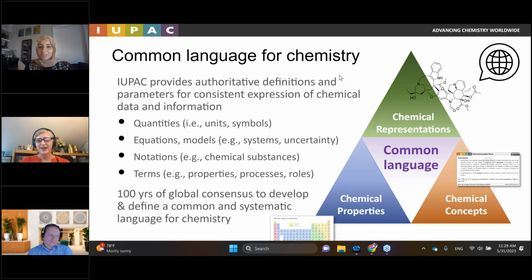And they have 100 years. Go ahead. Thank you for this introduction, and definitely we're going to be following about the digital IUPAC moving from here.